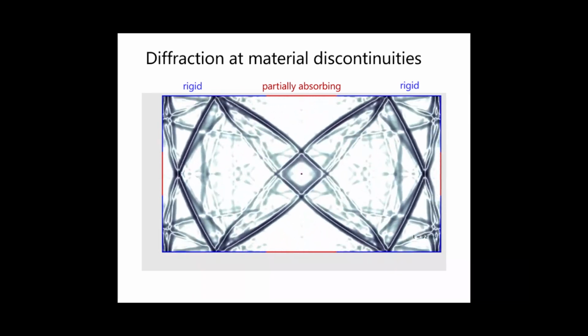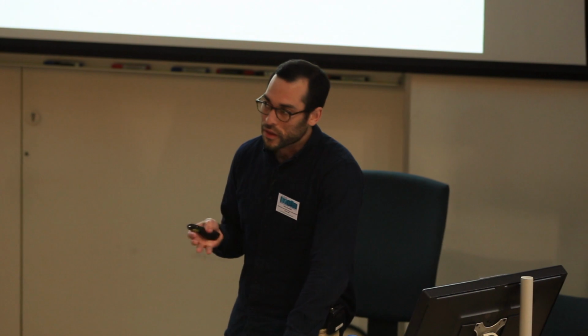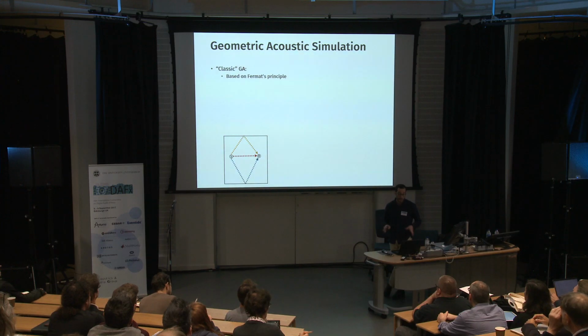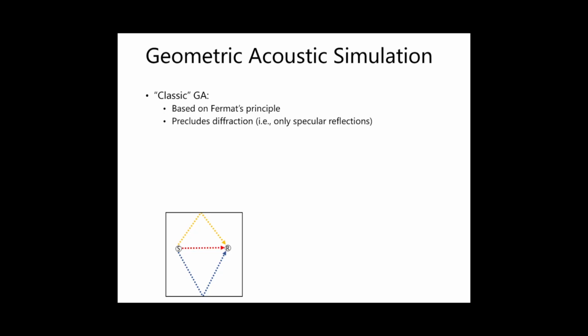Okay, so that brings me to geometric acoustic simulations. I'll start with classic geometrical acoustics and then move on to more modern developments. So classic, or the purest form of geometrical acoustics, is just based on Fermat's principle, the idea that waves travel along straight lines and reflections follow the law of reflection, so the angle of incidence equals the angle of reflection. And this precludes any form of diffraction. So I'll talk about extensions to add in diffraction later.